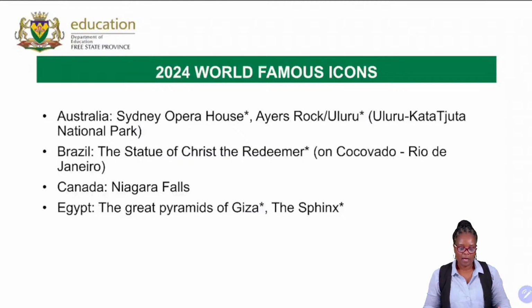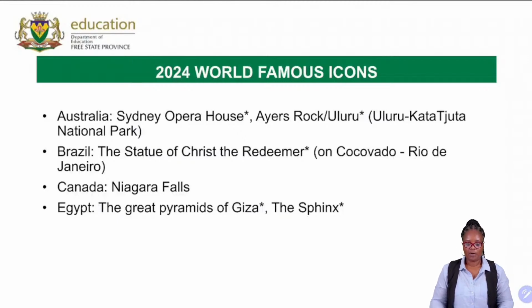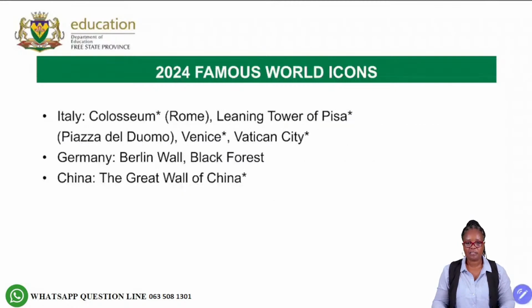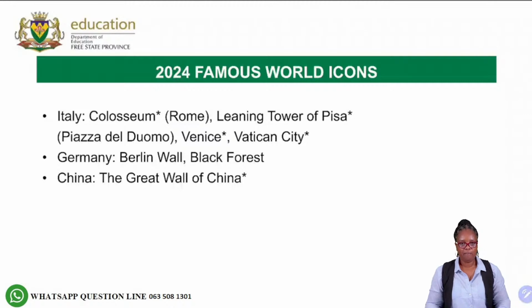Here they are. From Australia, we have the Sydney Opera House and Ayers Rock, Uluru-Kata Tjuta National Park. Then in Brazil, we have the statue of Christ the Redeemer on Corcovado, Rio de Janeiro. In Canada, we have Niagara Falls. In Egypt, we have the Great Pyramid of Giza and the Sphinx. In Italy, we have the Colosseum in Rome, the Leaning Tower of Pisa, Venice and Vatican City.